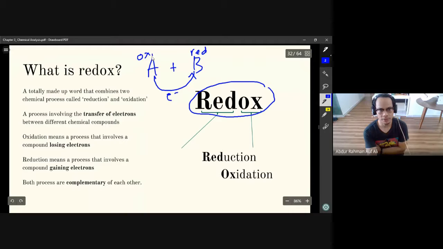So untuk proses oxidation, it means any substance that lost electrons. Kalau reduction, they gain that electron. And kat sini saya highlight, both processes are complementary of one another. So itu bermaksud dia mesti berlaku serentak. Elektron ni daripada A dia akan goes to B. Dia tak akan goes to any other substances that is not involved in the reaction.